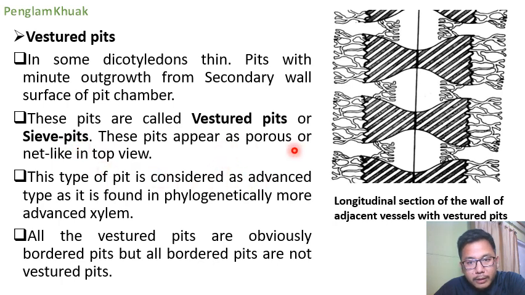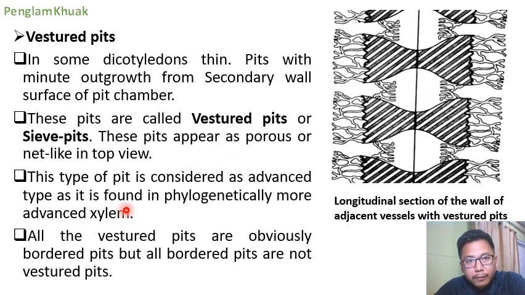This pit appears porous or net-like in top view. And this type is considered an advanced type as it is found in phylogenetically more advanced xylem. Phylogenetically means in a way that relates to the evolutionary development and diversification of species or groups of organisms.